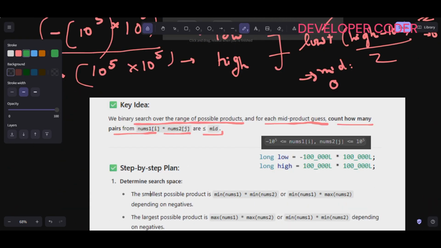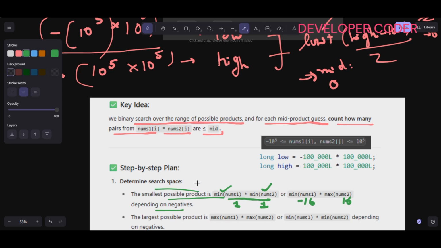So the smallest possible product, we already know, we get when we take the min of nums1 with the min of nums2. This is in the case of positive integers, where nums1 is positive and nums2 is also positive. But there is one more scenario: min of nums1 into max of nums2. This is the case where, let's suppose, one is negative and this is a max. So it depends on the negatives.